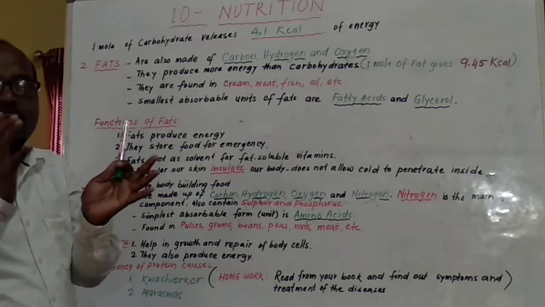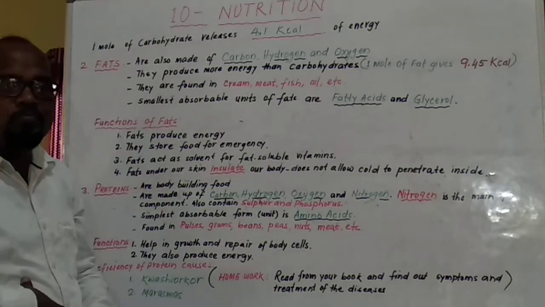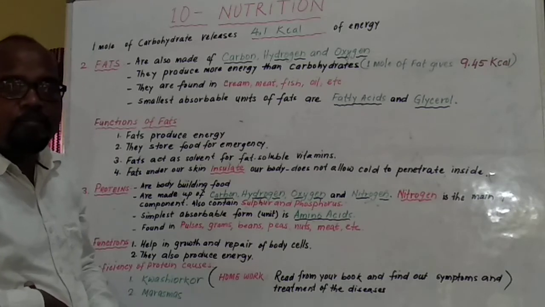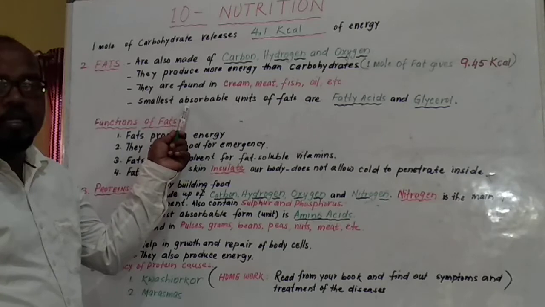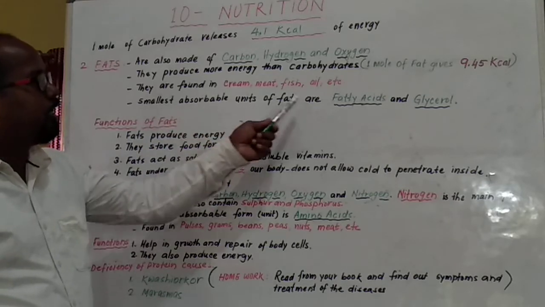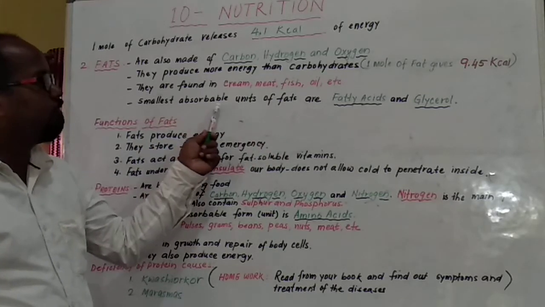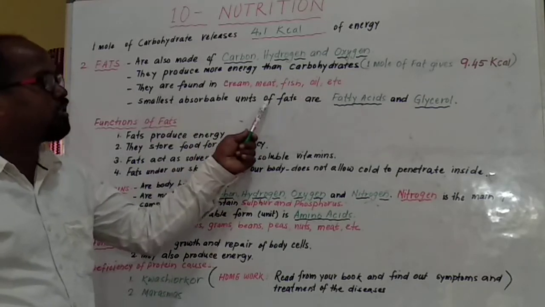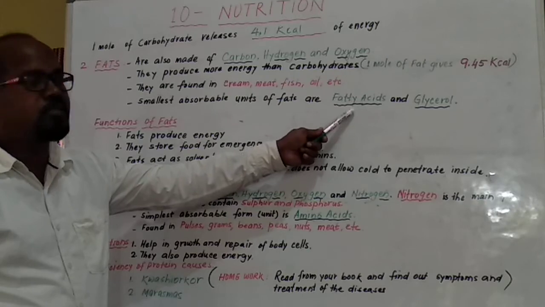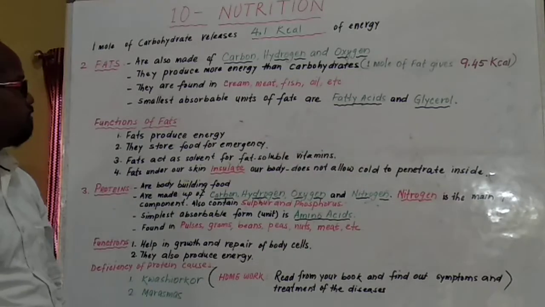Fat is very complex and cannot be absorbed by our blood, our body, and so it has to be broken down into the absorbable units. They are also called the smallest units, fatty acids and glycerol.